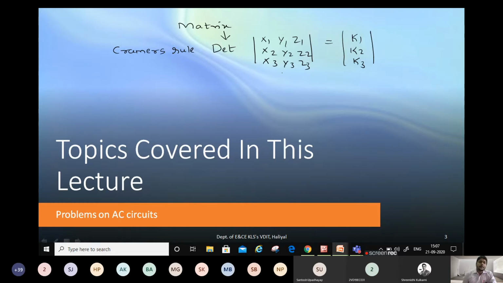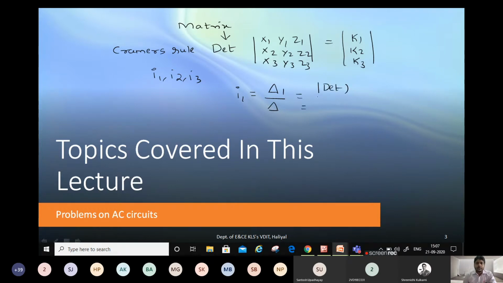Okay, so if you are aware of Cramer's rule, then it is fine. Suppose I want to find some parameter, like a loop current or node voltage. If there are three loop currents I1, I2 and I3, then in order to find I1, I need to evaluate delta 1 by delta, where delta 1 is the determinant value.